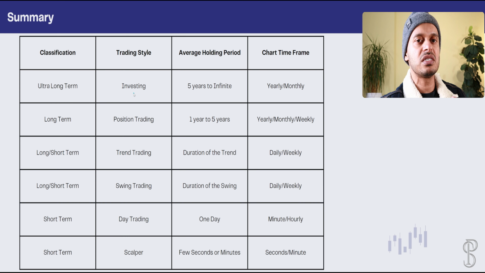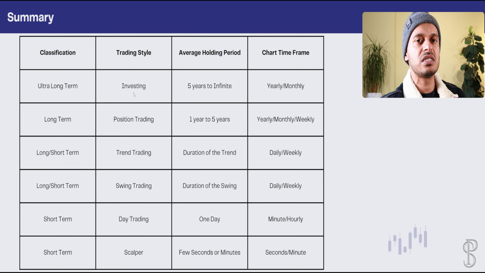And a short-term trend trader will look for something maybe a week, a few days, and that's all they would care about. So the average holding period would be the duration of the trend. Similarly, a swing trader can also be long and short term, and a swing trader would also keep their money or a stock for the duration of an entire swing.